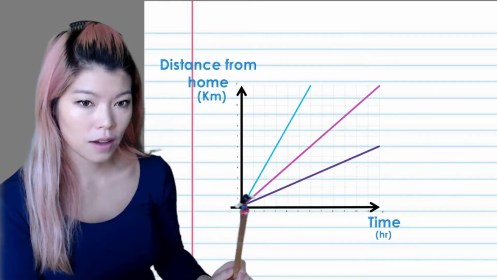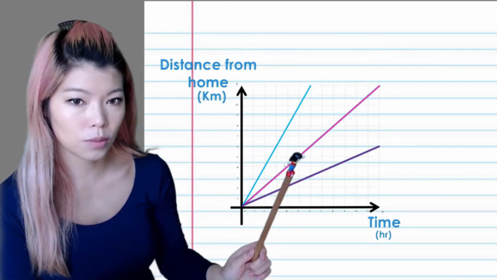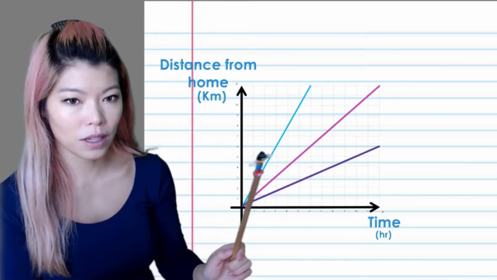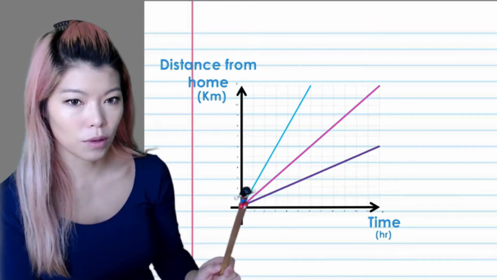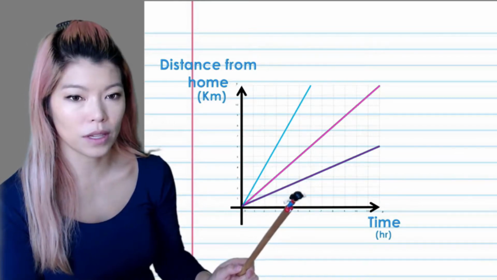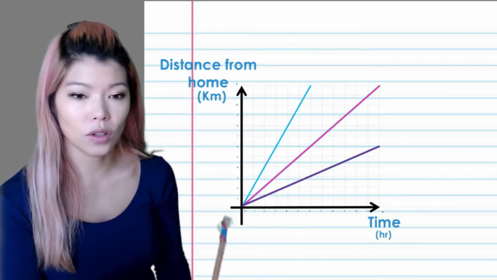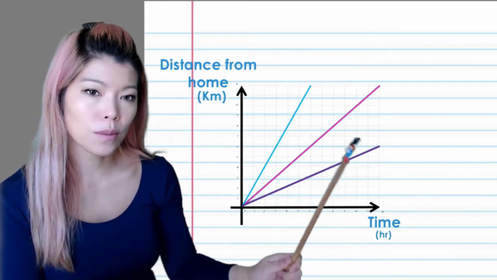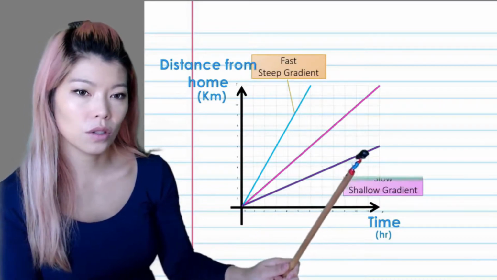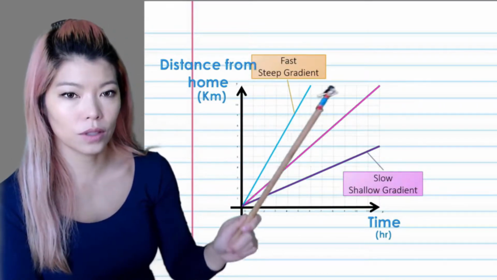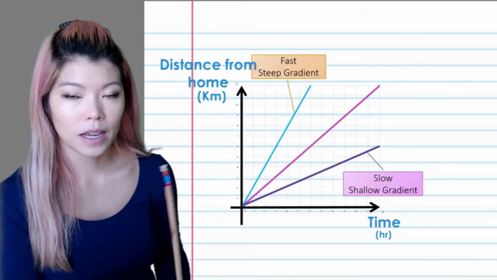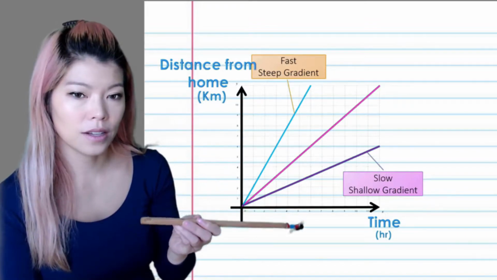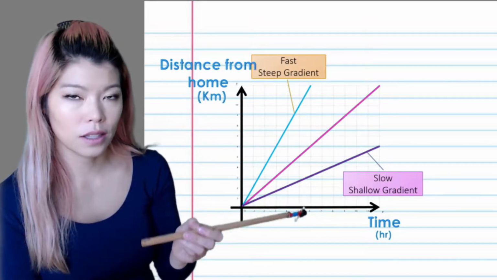So let's check. After 5 hours, the pink line has moved 5 kilometers, but the purple line has only moved just under 3 kilometers. So the purple line is moving a lot slower. These 3 lines are all moving away from home at different speeds, fastest to slowest, or steep gradient to shallow gradient. Please remember, anything vertical is steep, fast. Anything shallow or horizontal is slower.